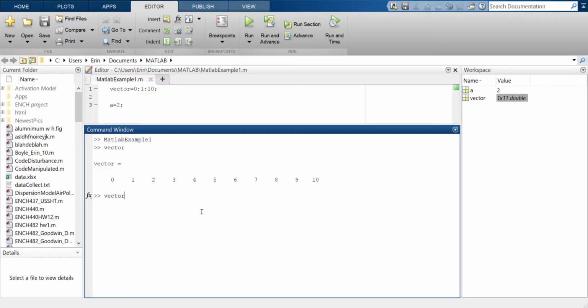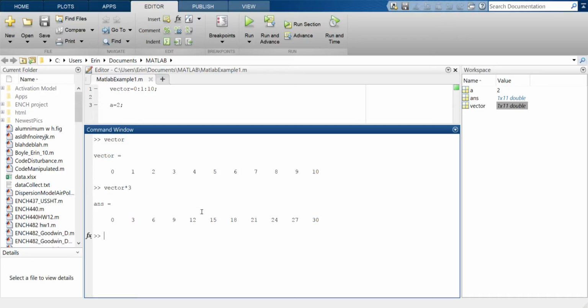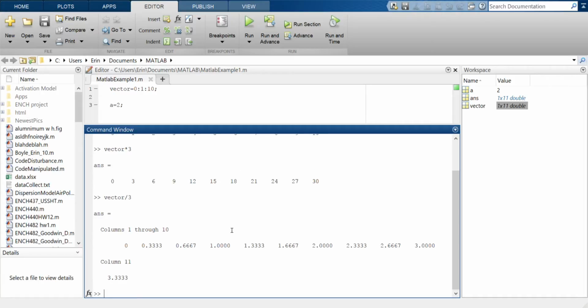If I take vector minus 3, it goes through and subtracts that value from each and every item inside that vector. If I want to multiply vector by 3, it will multiply each value inside that vector by 3. Same deal with dividing. Vector divided by 3. It ran out of space to show it all in one row, but it's all there. You can see it took each number and divided it by 3.